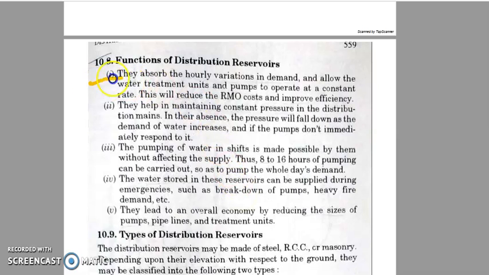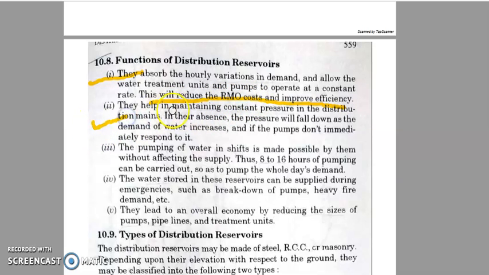The first is that distribution reservoirs absorb the hourly variations in the water demand and allow the treatment units and pumps to operate at a constant rate. So you are storing the treated water in these reservoirs, and from there at a constant rate you are pumping the water wherever required. This constant rate of pumping improves the efficiency because it reduces the running, maintenance and operating cost. That's the first one.